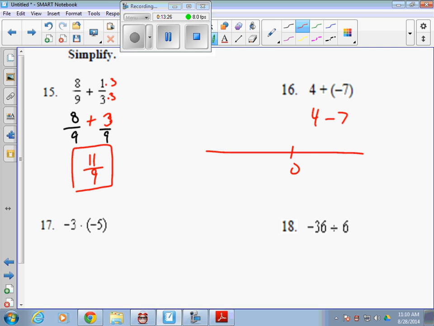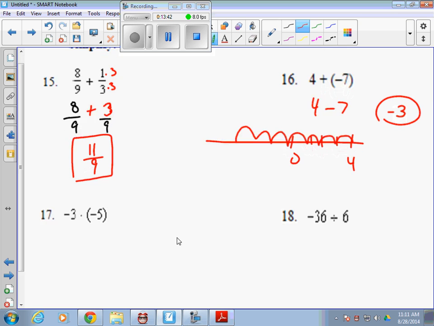4 plus negative 7 is the same thing as 4 minus 7. Think of a number line if you have to. 1, 2, 3, 4 is where you start. You go minus 7, which means 1, 2, 3, 4, 5, 6, 7, and you get negative 3. Or subtract the absolute values and keep the larger sign. 7 was the larger sign.